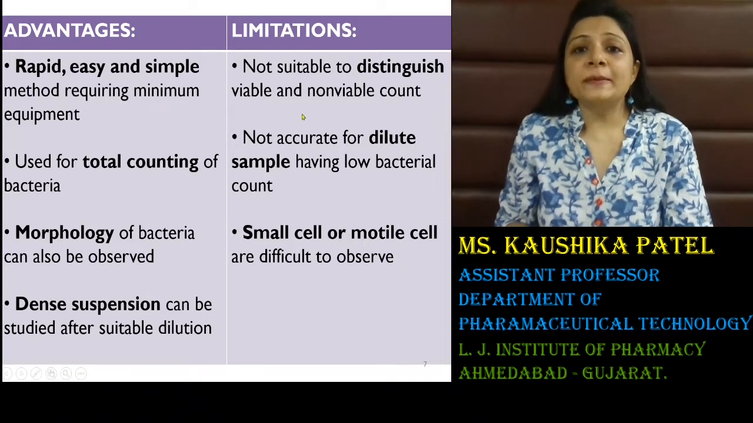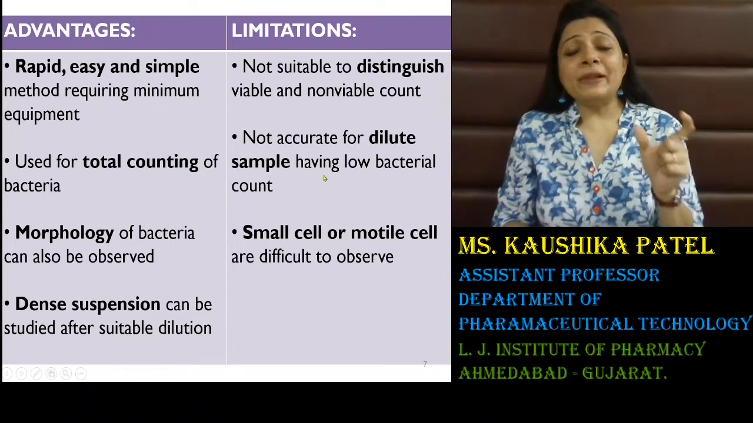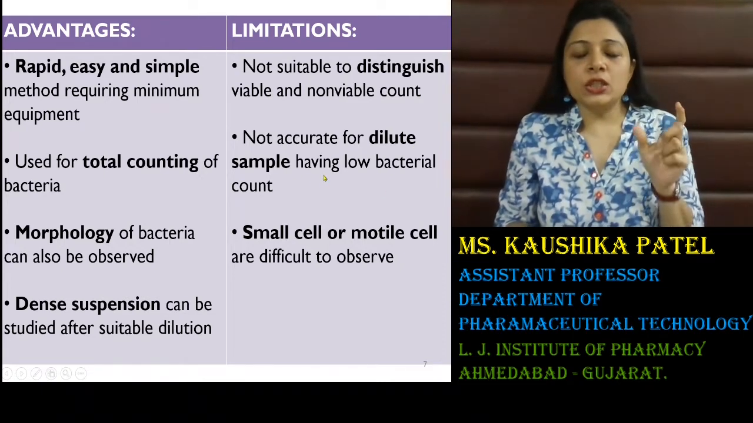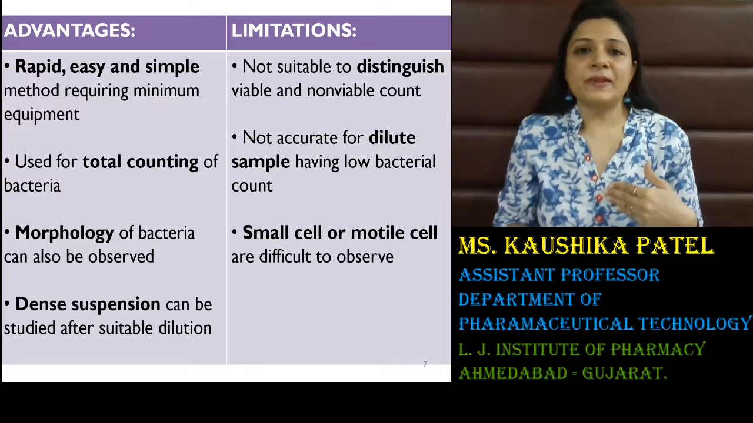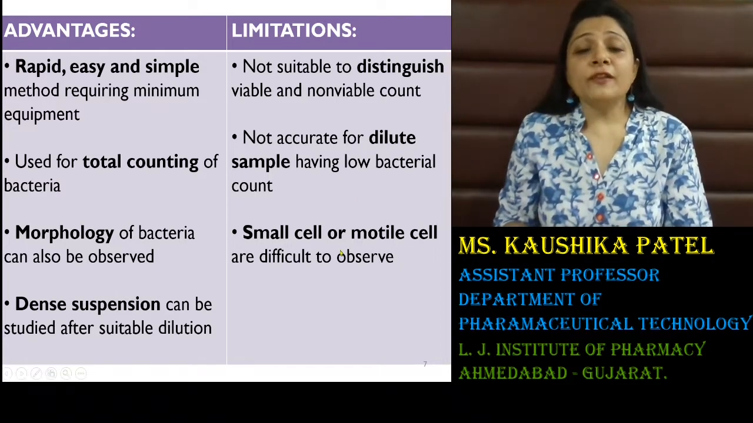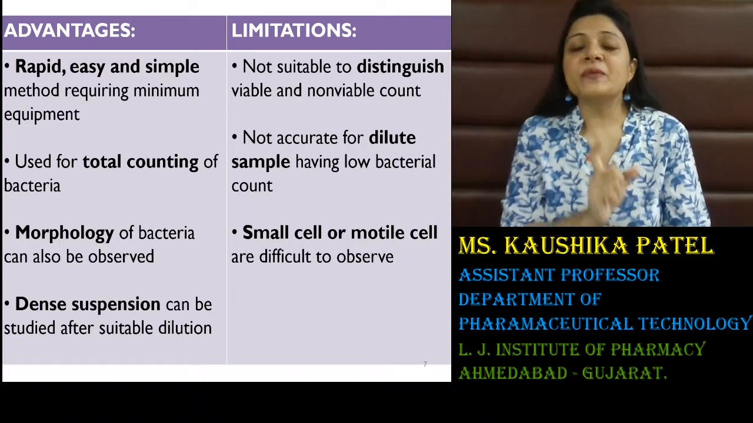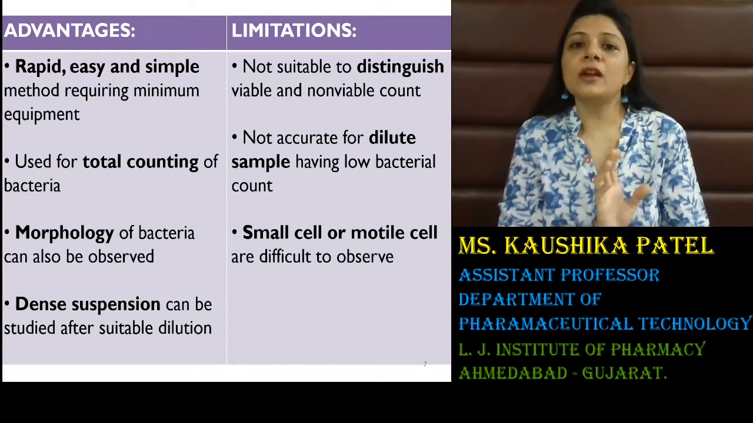But now, what are the limitations? You cannot distinguish between viable and non-viable counts. If the sample is too diluted and too few cells are present, then it will become difficult to find the cells. Or if the cells are very small or they are motile, then it will become difficult to observe them in the microscope.